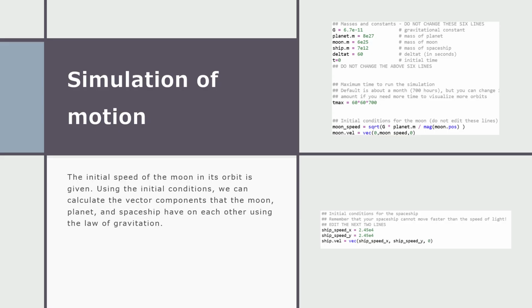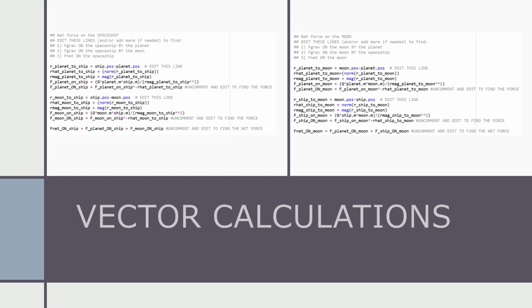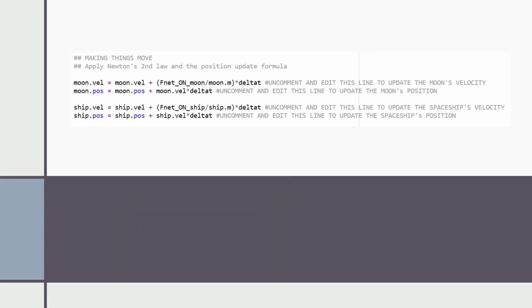And then over here I have my ship's initial speed, and then I calculated the vector component of that, which is the velocity. And here are the vector calculations for each one. This is the net force on the spaceship, and this is the net force on the moon. You can see that I have my r hats and my forces, as well as over here. It's kind of a lot. I'm not going to read all of it off.